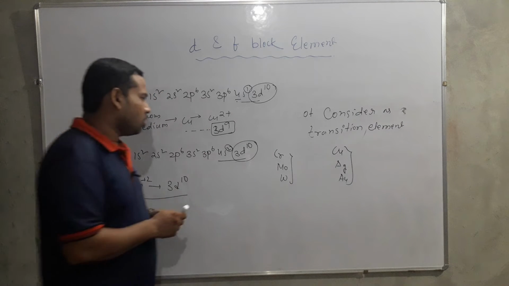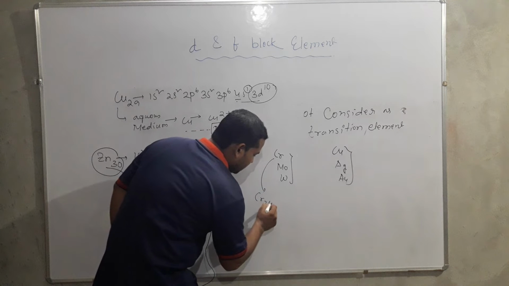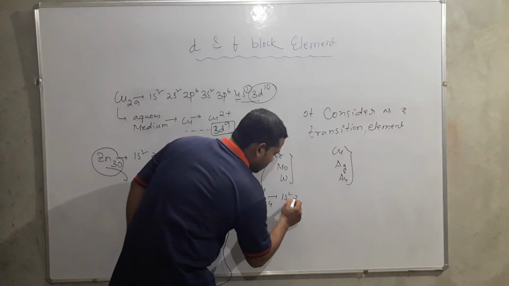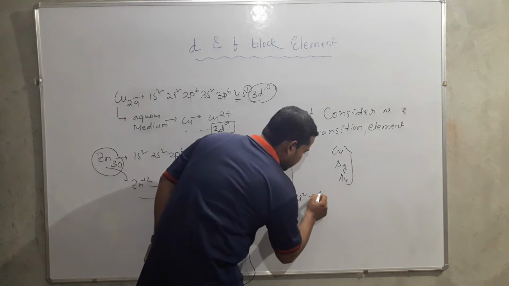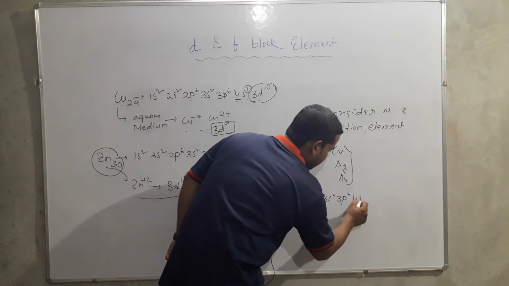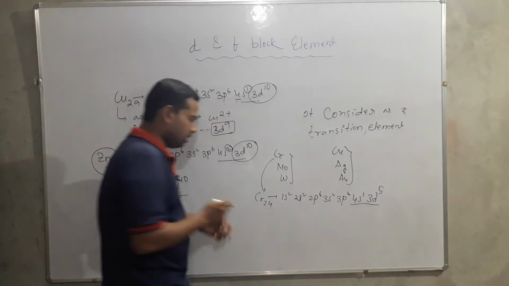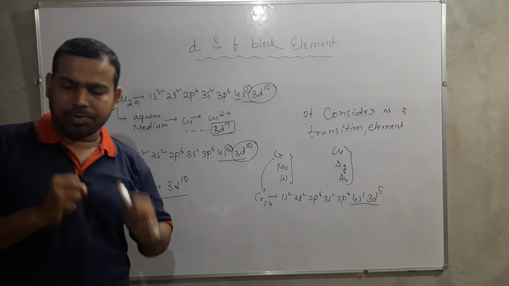Clear, people? Chromium, its atomic number is 24: 1s2, 2s2, 2p6, 3s2, 3p6, 4s1, 3d5. This one also shows exceptional electronic configuration. Clear, people?